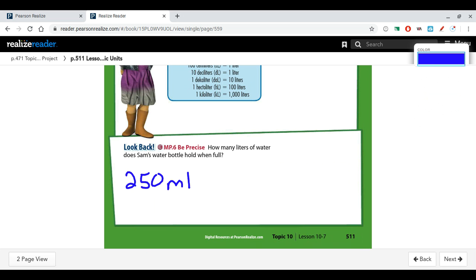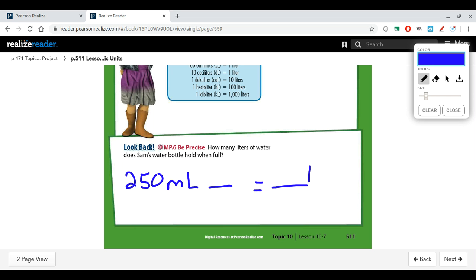If I write it as a conversion factor, I'm going from a smaller unit to a larger unit, which means the 1,000 milliliters is going to be on the bottom. The 1 liter is going to be on the top. This gets crossed off. And now I'm looking at how many places I would move the decimal.